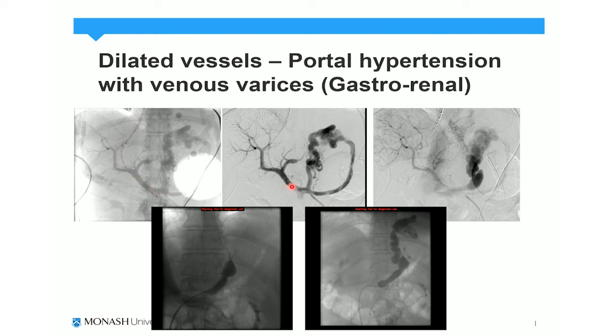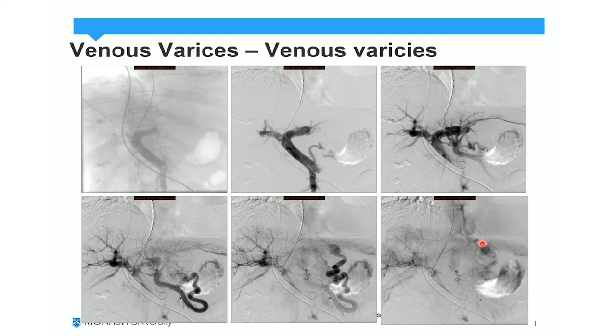So while at the same time here we can actually see the degree of venous varices there, extending all the way up into the diaphragm. There's another occasion of venous varices, but instead of esophageal varices, these are umbilical varices.